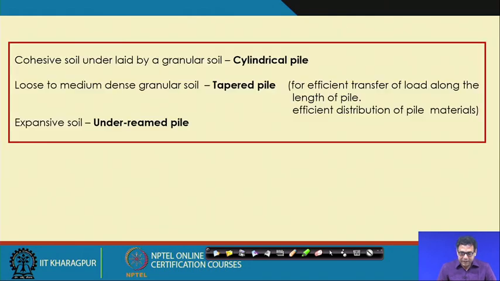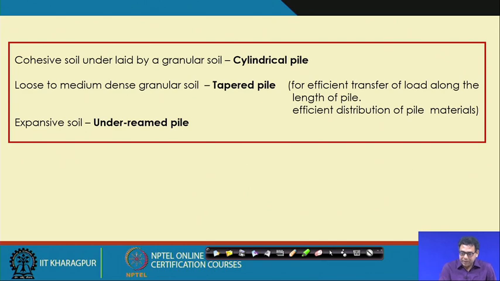So, and then which type of soil will we use them in? If the soil is cohesive soil underlaid by a granular soil, a cylindrical pile is preferable. For loose to medium dense granular soil, a tapered pile, and for expansive soil, which will expand, the under-reamed pile is suitable.